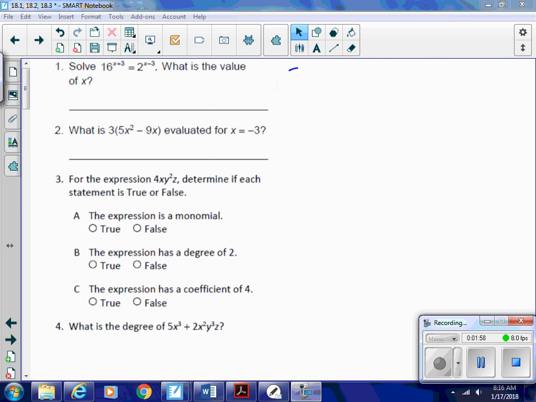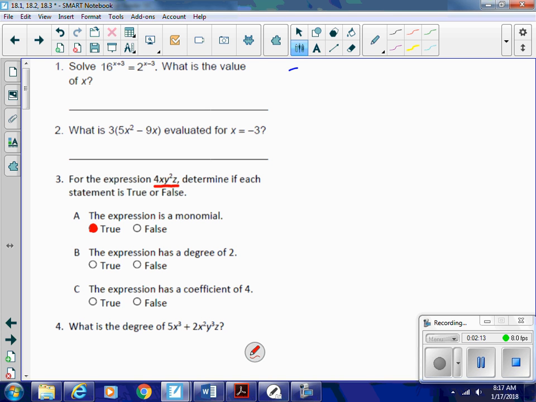For number 3, we're going to find out if the comments on the given expression are true or false. So we've got 4xy to the second z, and they're asking if it's a binomial. Yes, it's just got one term. It has lots of factors, but it's one term. The expression has a degree of 2. I see that exponent of 2, but don't forget about the understood exponents here of 1 and 1. The degree here is really 4, so the answer is false. The expression has a coefficient of 4. Yes, it does. That's the 4.